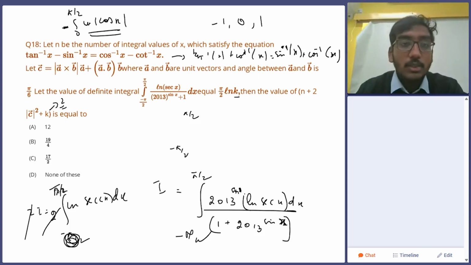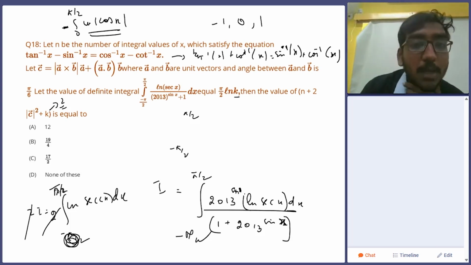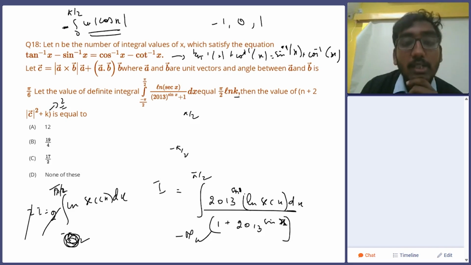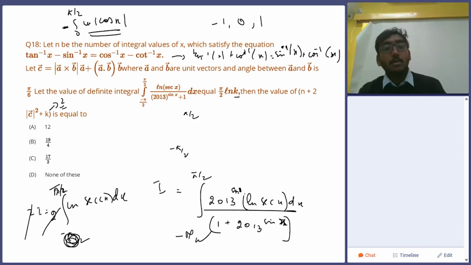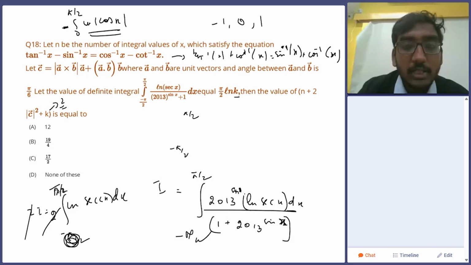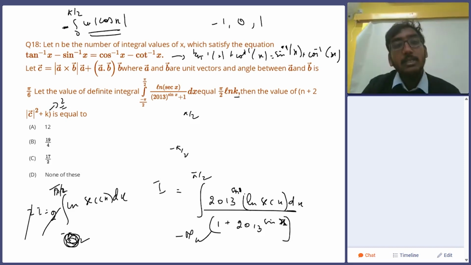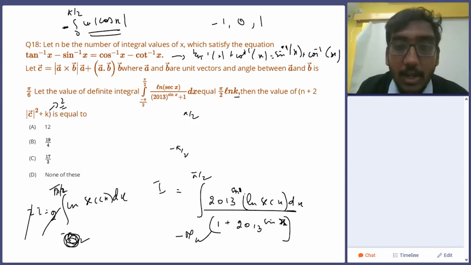So all we need to do is find c square. How will you find c square? Again, apply the parallelogram law of vector addition. a and b are unit vectors, no? a cross b will be just sin theta times n cap, since mod a, mod b and mod n cap are all 1. So it will be only sin theta. And a dot b will be just cos theta, because mod a and mod b are 1. So sin theta a plus cos theta b will be the c vector, right?